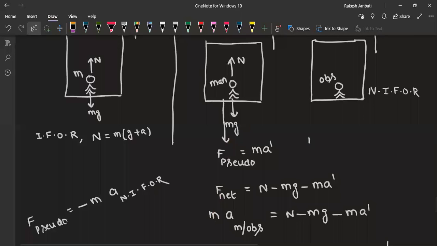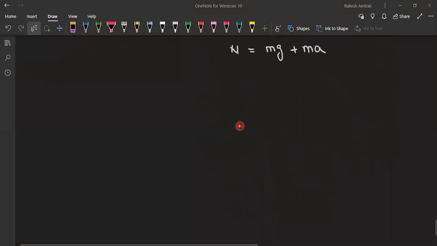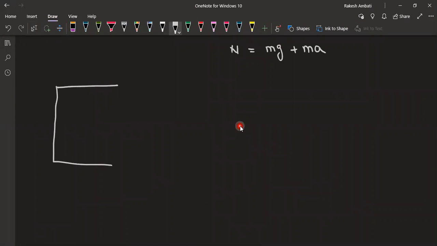Right on. Same case, I'm taking a different lift. For example, I'm taking a lift and a man is standing inside the lift. Mass of the man is m and the lift is moving upwards with acceleration a. These are the same case, right? So weight is mg. Normal force acting on the man is N.